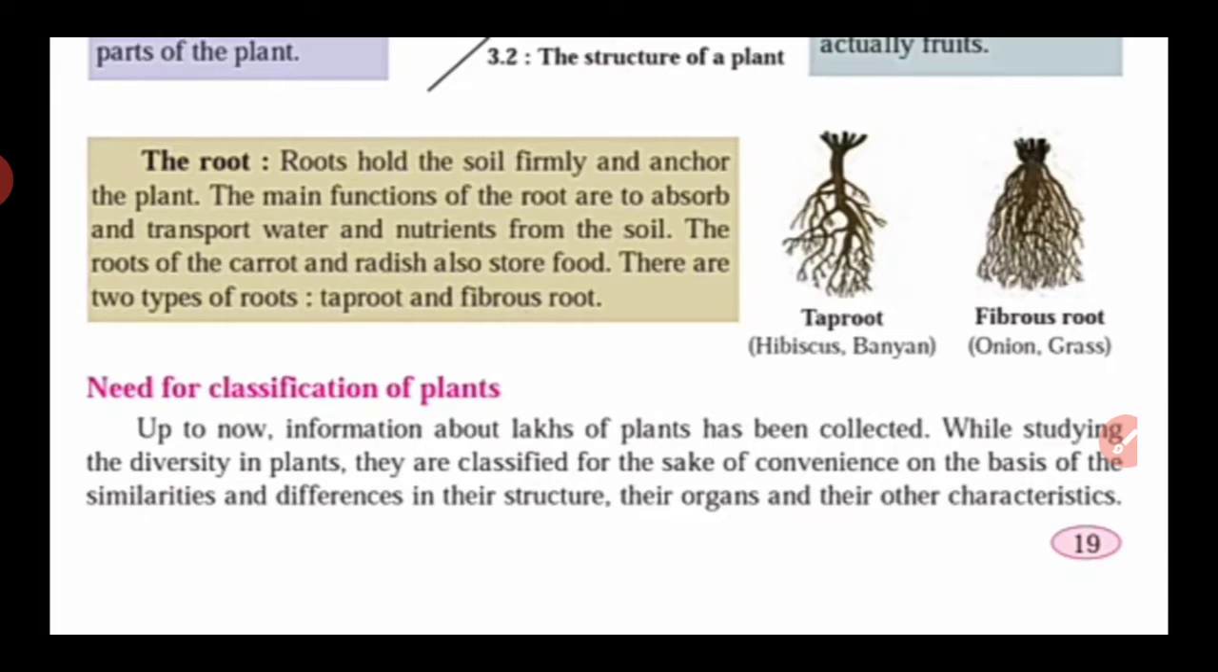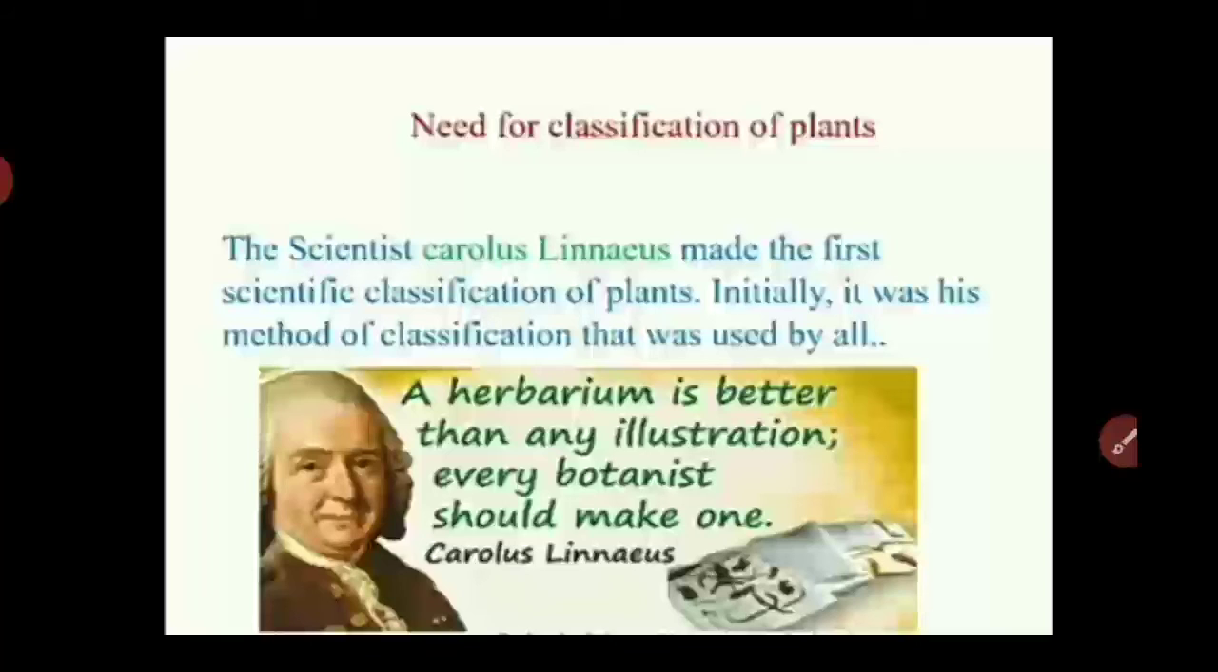So how can we classify, how can we identify these plants? For the convenience of their identification, the plants are classified into various types according to their similarities and differences. Also we study their structures and their organs, that is their body parts. So in this way we classify all the plants.